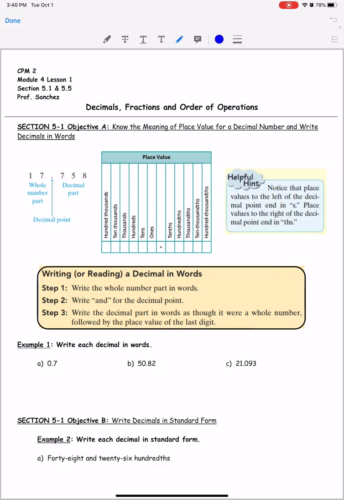This is Lesson 1. We're going to go over decimals, fractions, and some order of operations. Now we can use a calculator, so you might want to get a calculator handy because we will need that for part of this lesson here.